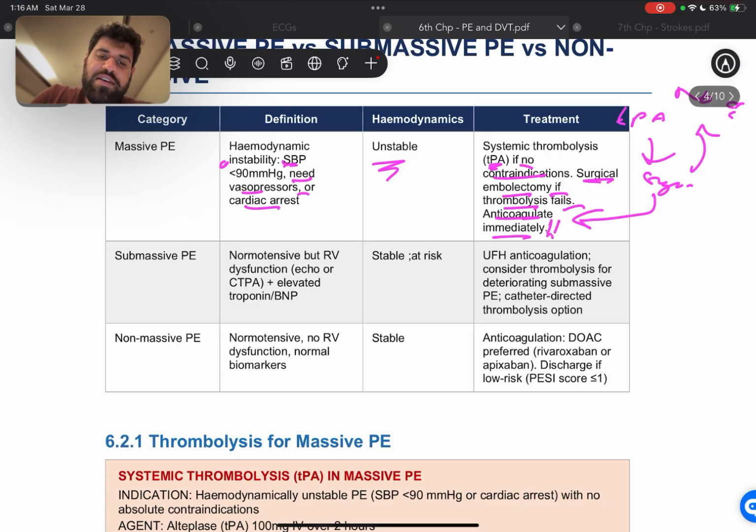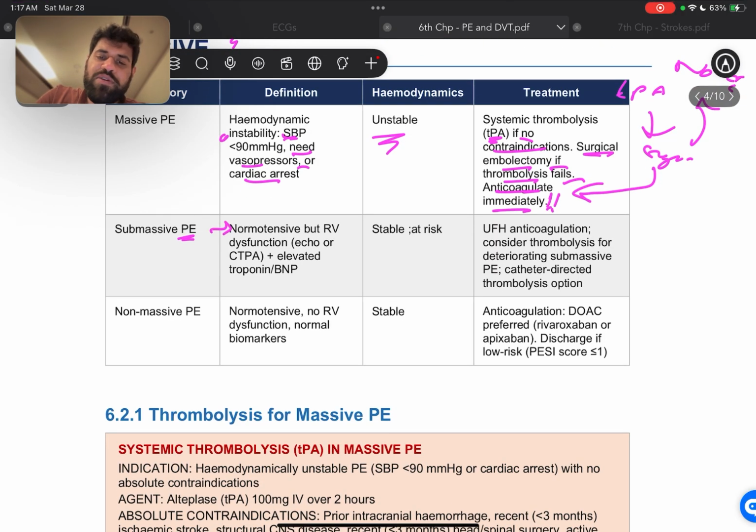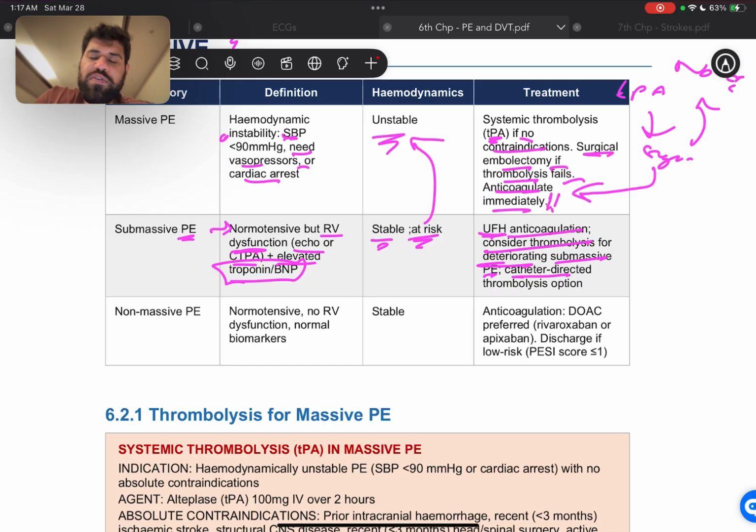Now, if the patient has just a submassive PE, where they are normotensive, but right ventricular dysfunction can be seen through echo or CTPA, plus elevated troponin and BNP, which means that they are going into cardiac ischemia. Hemodynamics are stable, but they are at risk of becoming unstable. In this, we do unfractionated heparin anticoagulation. We consider thrombolysis for deteriorating submassive PE, and we do catheter-directed thrombolysis options. We need to keep them open in case of deterioration of the patient. All right. First line, unfractionated heparin and anticoagulation.